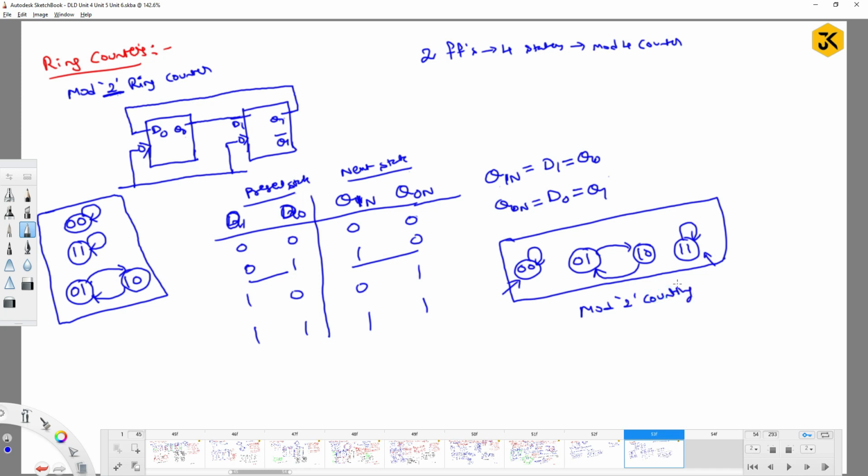But in this situation, how is it actually working? If I say that these are something like 1 0 or 0 1, how is it going to work? Just think about it.